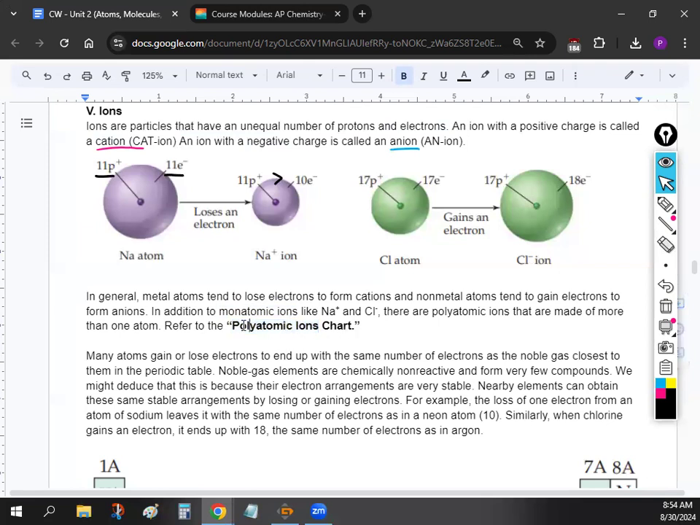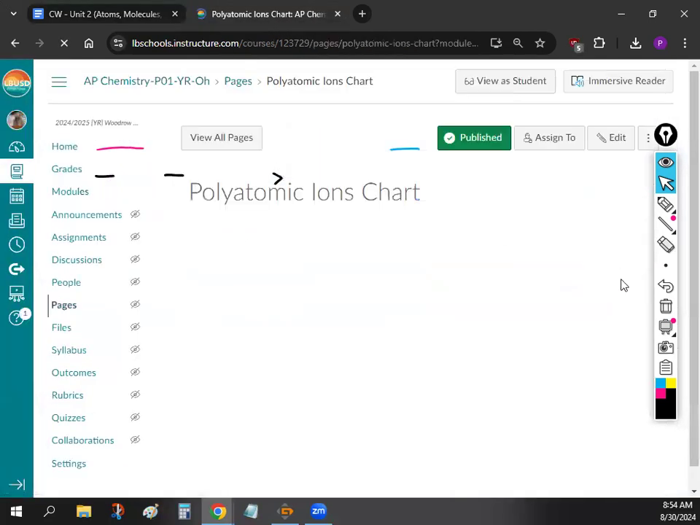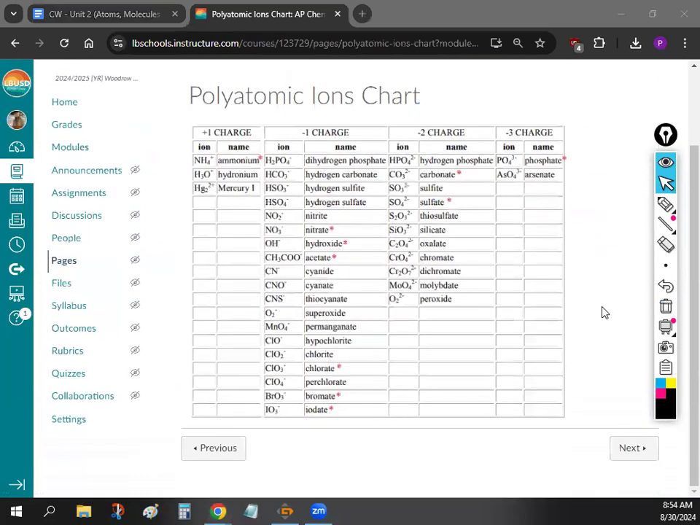So if you guys haven't already, you can go to Canvas and pull up the polyatomic ion chart. It's under important resources. If not, that's fine. There's one at the bottom of this document, so we'll get to that. But I do want to talk about this chart real quick because you do need to memorize a couple of them, okay? Just because we'll be seeing them so much. All right, so let's take a look at the polyatomic ions. Okay, you click right here, polyatomic ion chart, and you have this big chart here.